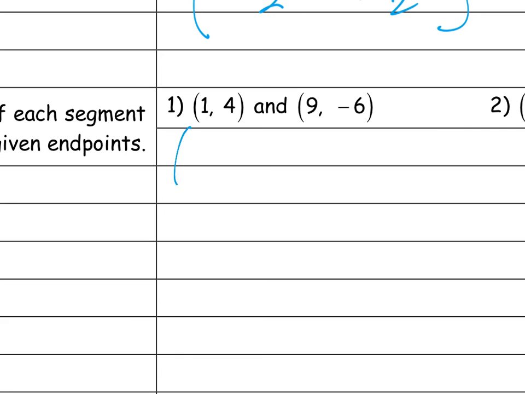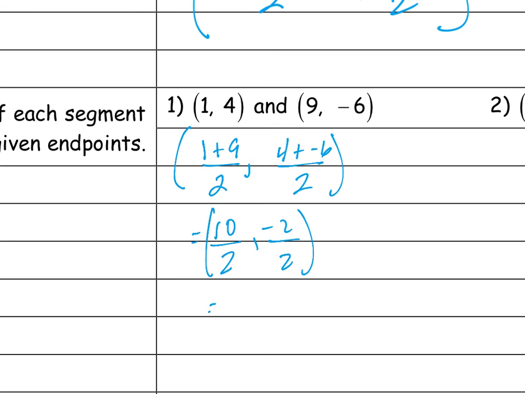So I'm going to add my x's together. So I get 1 plus 9, and I'm going to divide by 2, because I want to find the middle of my x's. And then I'm going to find the middle of my y. So I'm going to do 4 plus a negative 6 divided by 2. That gives me 10 divided by 2 and negative 2 divided by 2. So I should get 5 and negative 1. Done.